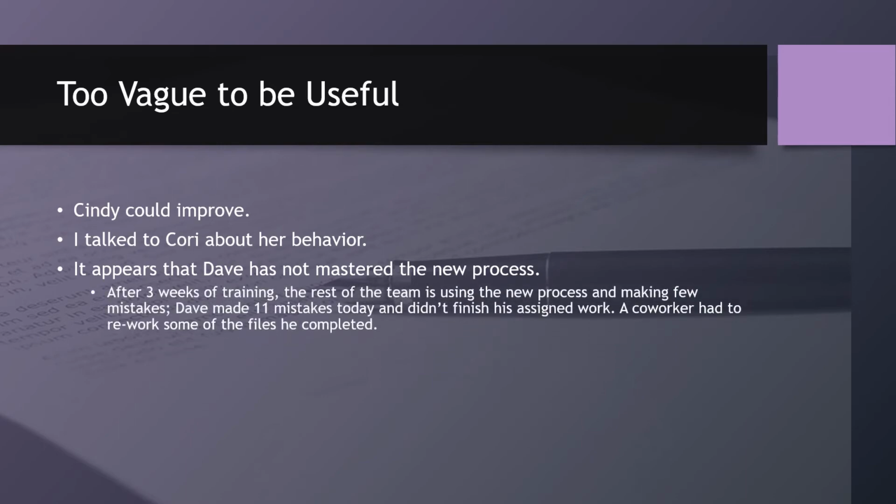This would be a better example. "After 3 weeks of training," so now I have a timeline, "the rest of the team is using the new process and making few mistakes." So now I have a comparative. "Dave made 11 mistakes today and didn't finish his assigned work. A coworker had to rework some of the files he completed." This gives me a lot more detail. I know how many mistakes he made, I have a comparative, and I also know the impact to the team.